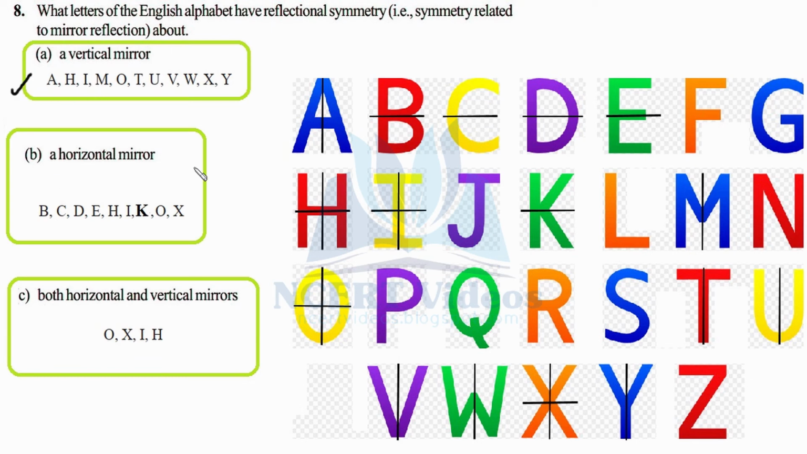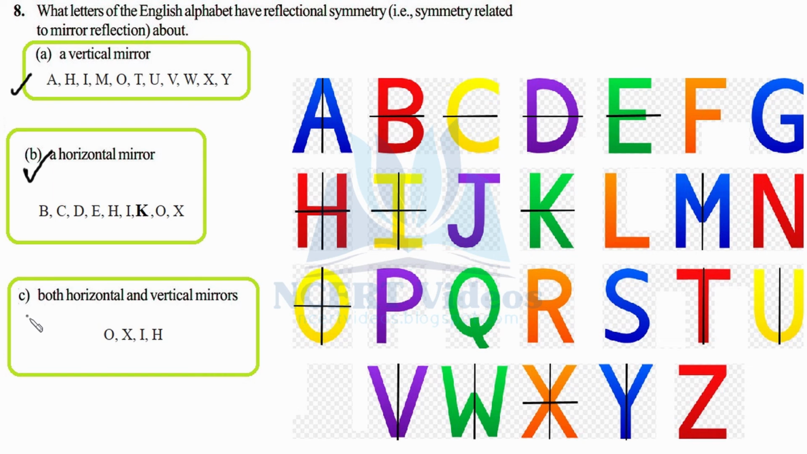A horizontal one, if you place a mirror like this, then symmetry is maintained for B, C, D. Then you have H, then I, K, O, and then X, that is horizontal mirror. Now see, both horizontal and vertical mirrors. Well, we have O, then we have X, I and H. Therefore 4 alphabets have both vertical and horizontal ones.